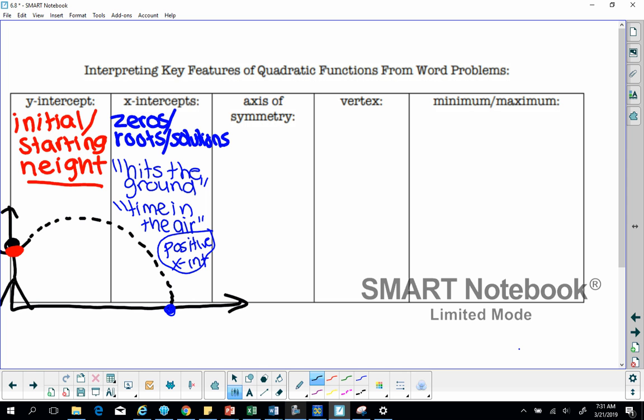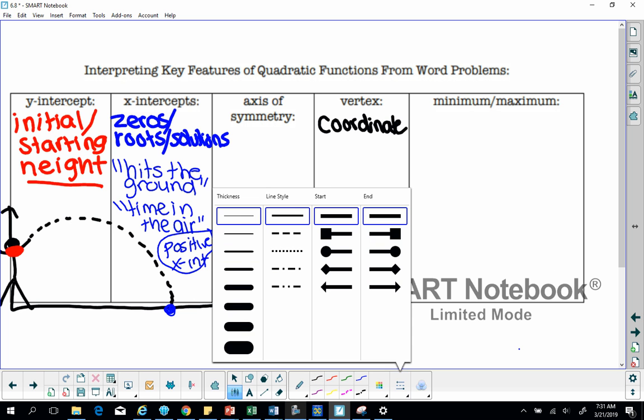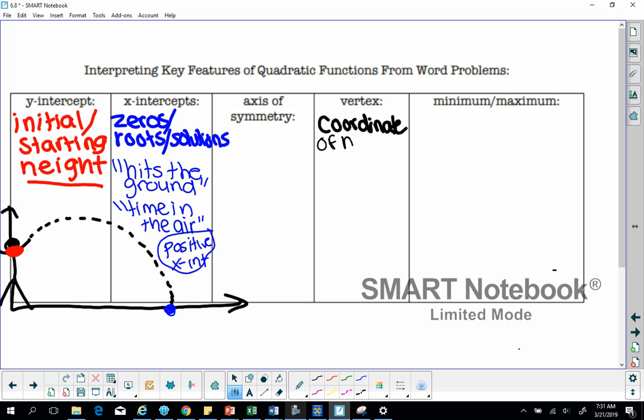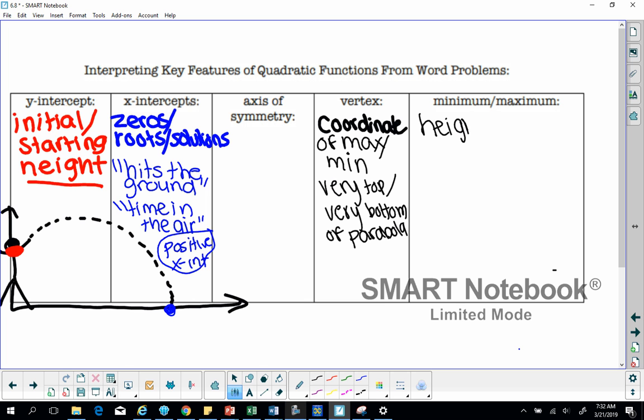So I'm going to go to vertex real quick. Vertex is your coordinate of your highest or lowest point, or max or min. So it's like the very top, the very bottom of the graph. Your min or max would be the height of the max or min.